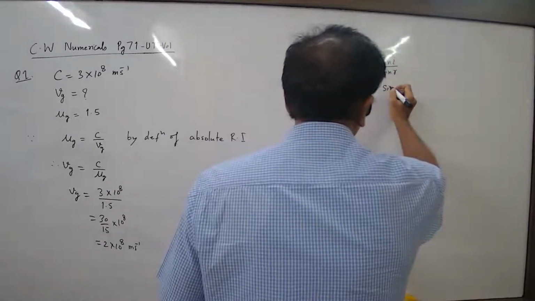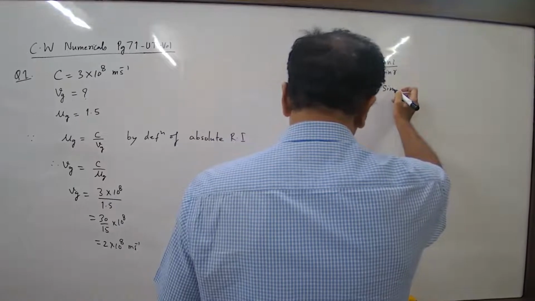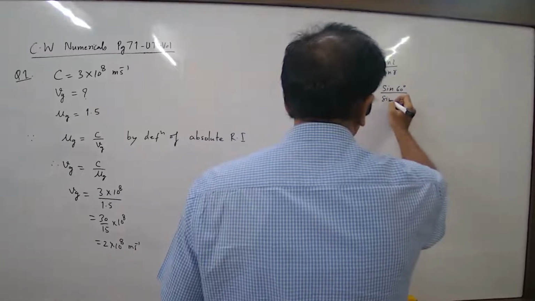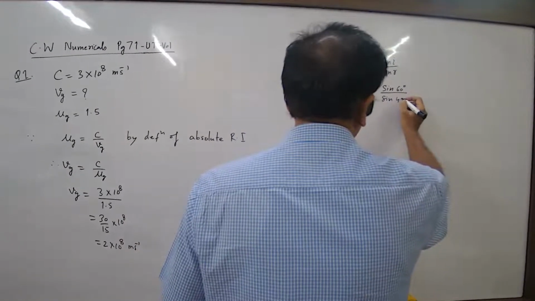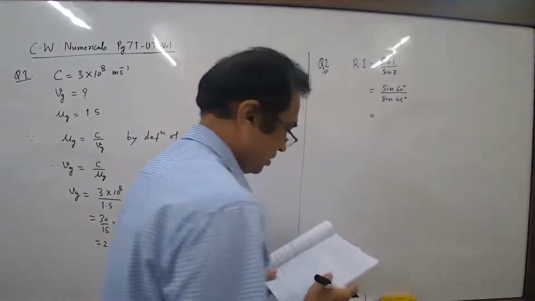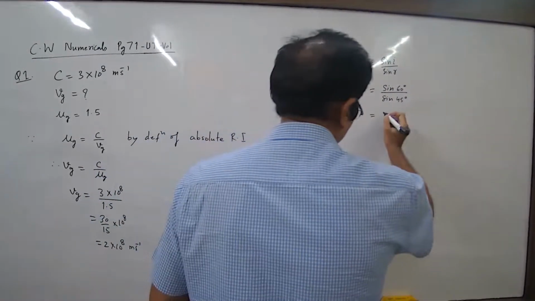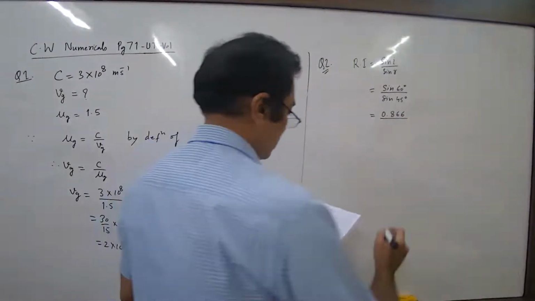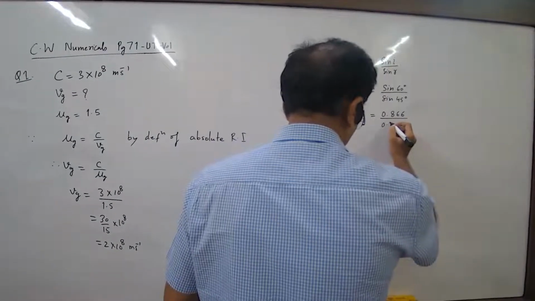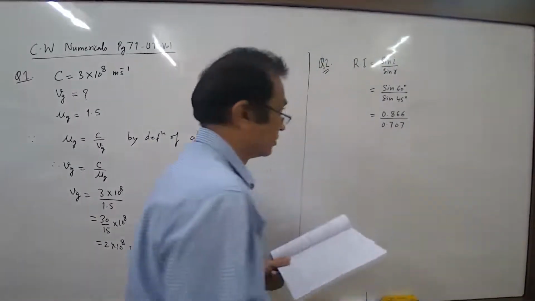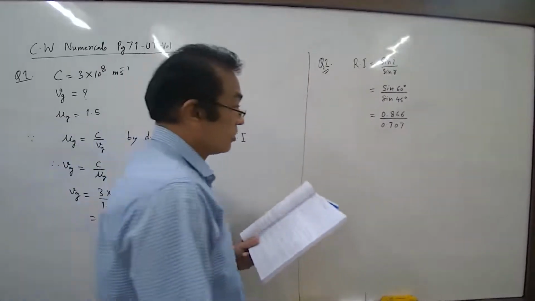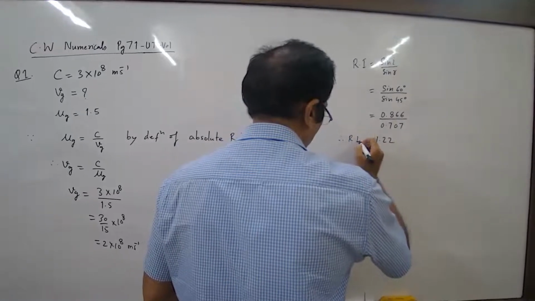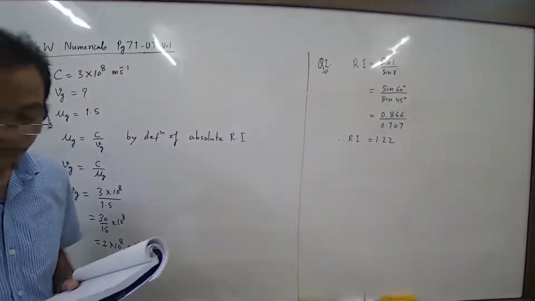So given, what is the angle of incidence? 60 degrees. Angle of refraction is 45 degrees. And in the question itself, it is given sine 60 is 0.866. What is given in the book is just 0.866. And sine 45 is 0.707. So when you solve this, you should get 1.22. So this was straight formula substitution.